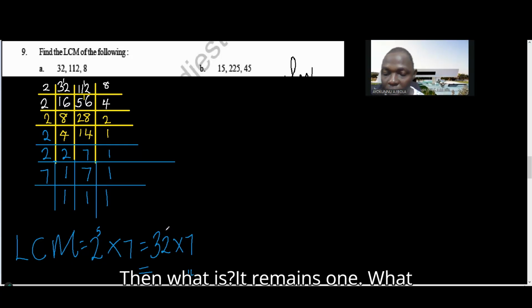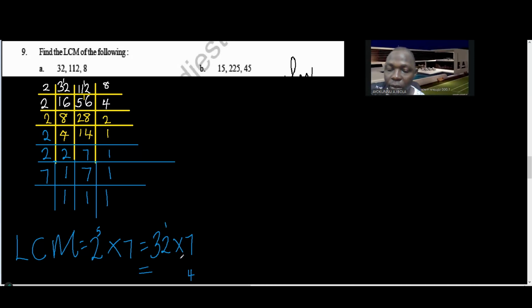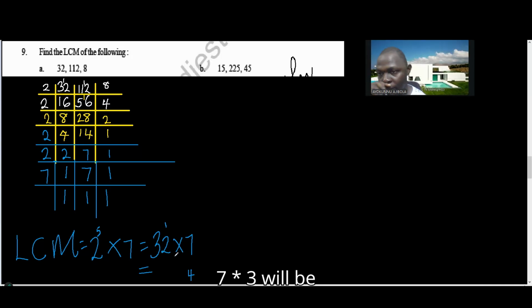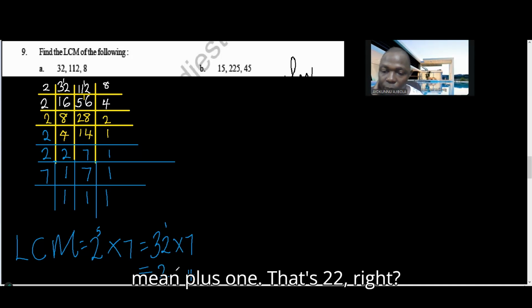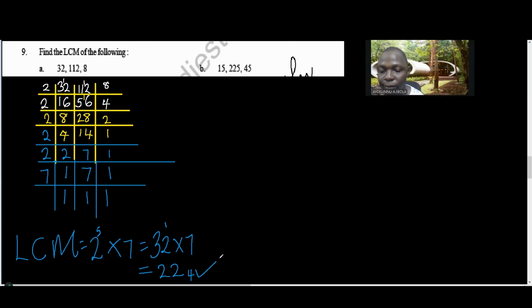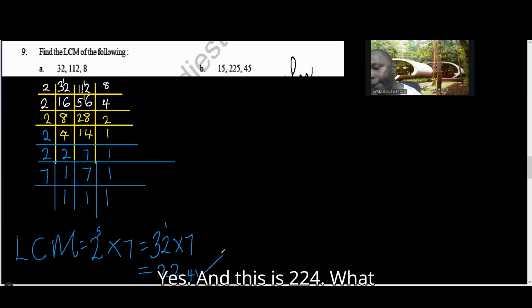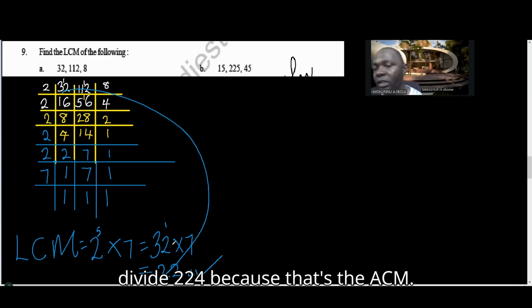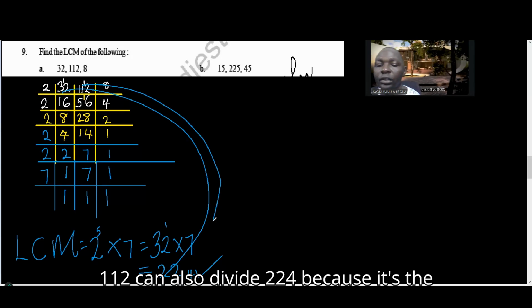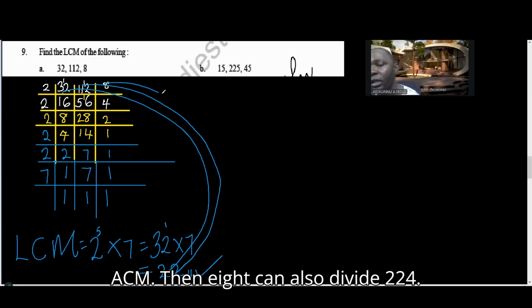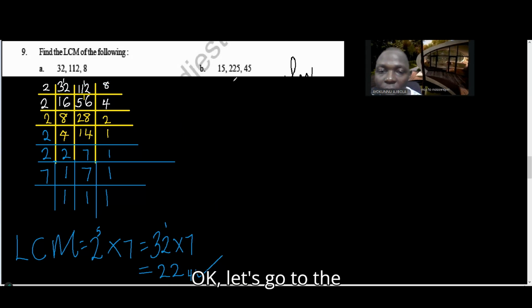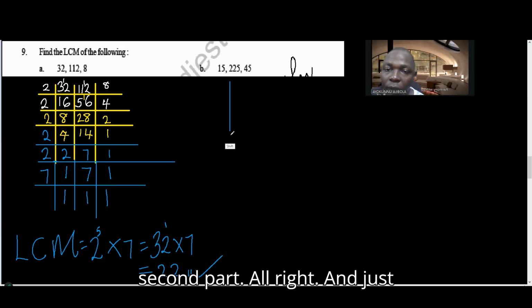Then it remains 1. What is 7 times 3? 7 times 3 will be 21, plus 1, that's 22, right? Yes. So this is 224. What we are trying to say is that 32 can divide 224 because that's the LCM. 112 can also divide 224 because it's the LCM. Then 8 can also divide 224. Is that clear? Yeah. Okay, let's go to the second part.